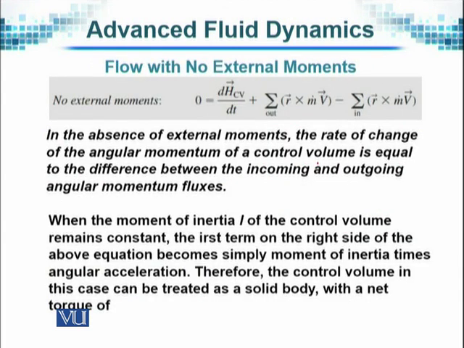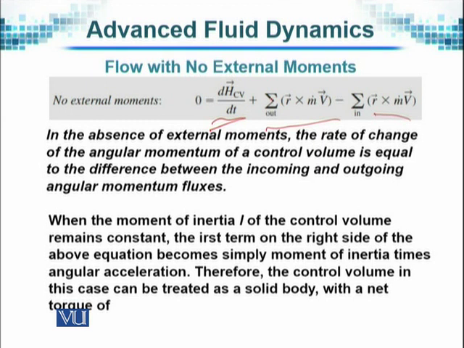If no external moment exists, then the left hand side will be 0, and on the right hand side we will have the remaining term that appears, and again we have d by dt in case there is change with respect to time. If there is none, it will be 0. So that's what we see here, that in the absence of external moments, the rate of change of the angular momentum of the control volume is equal to the forces that are acting at the outlet minus the inlet, and this is differentiation with respect to time.